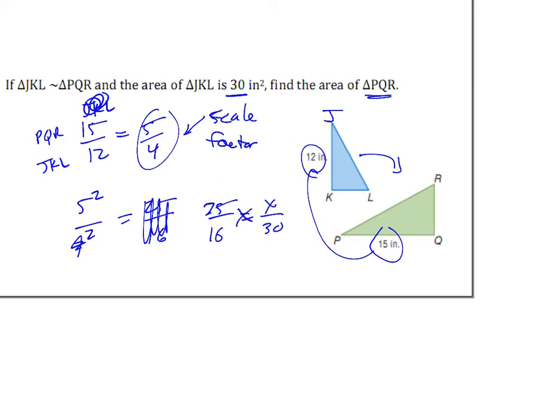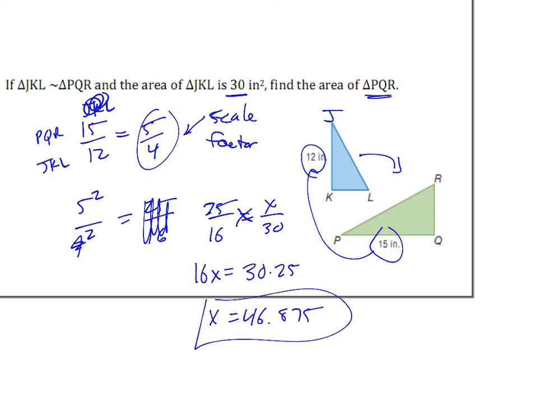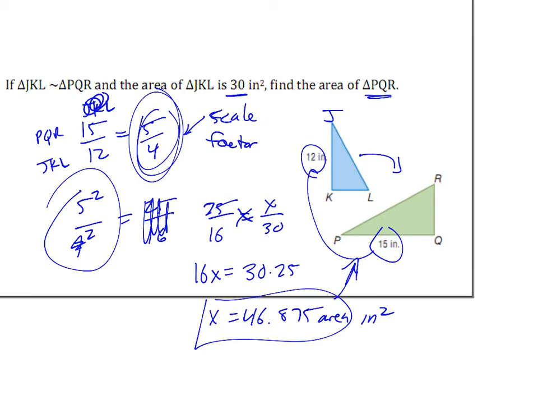So then I could do a little cross products. 30 times 25 divided by 16 is going to be 46.875. That would be the area of PQR. That would be in inches squared. So that's what I'm doing. I'm figuring out my scale factor, squaring it, then setting it equal to the areas of my triangles.